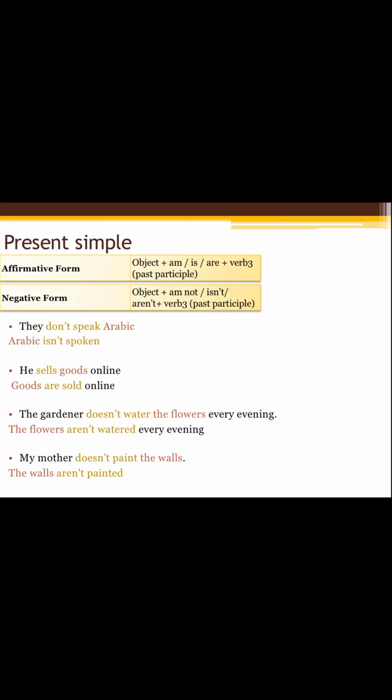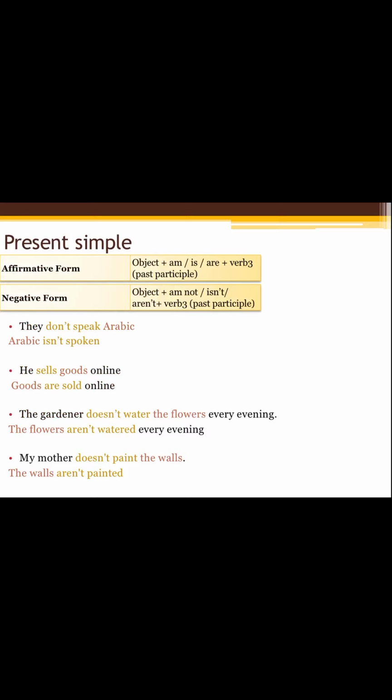Verb 3 from the verb in the first sentence, speak. So speak, spoke, spoken. So the sentence becomes Arabic isn't spoken. Here we don't have a subject, so this is a passive sentence. A very easy way: you have to say where is the object. To find out the object, put it at the beginning of the sentence, then change the verb into verb 3 and use verb to be depending on the tense of the sentence.